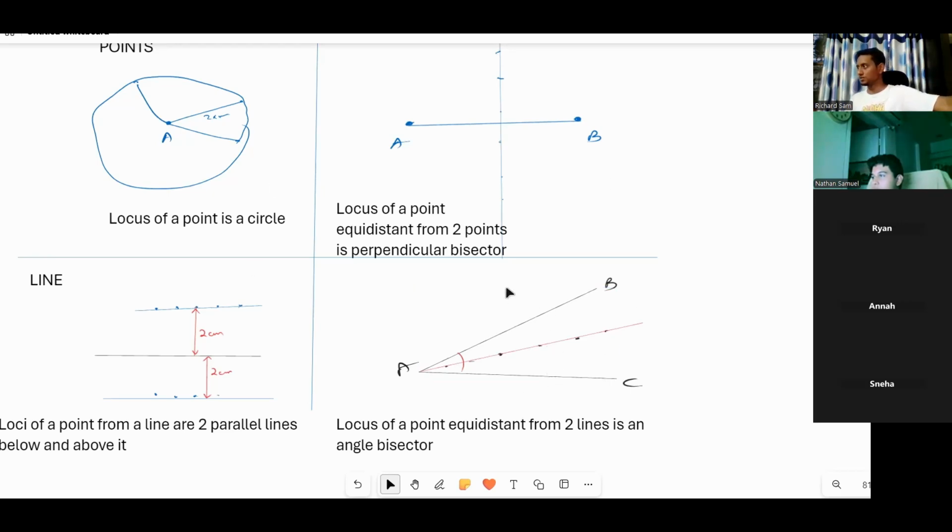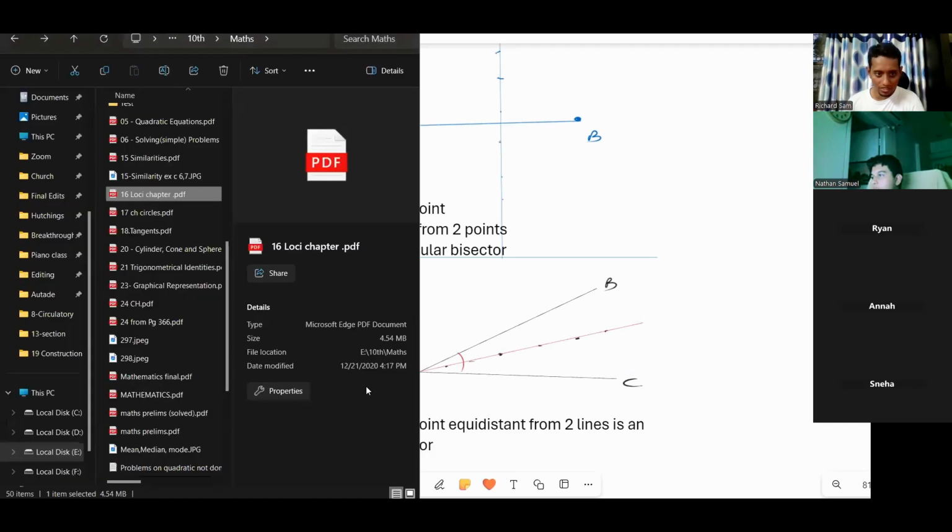This is the whole chapter. Chapter is done. Theory part is over. Now you have to solve questions based on this. All right, so let's do some questions from here now.